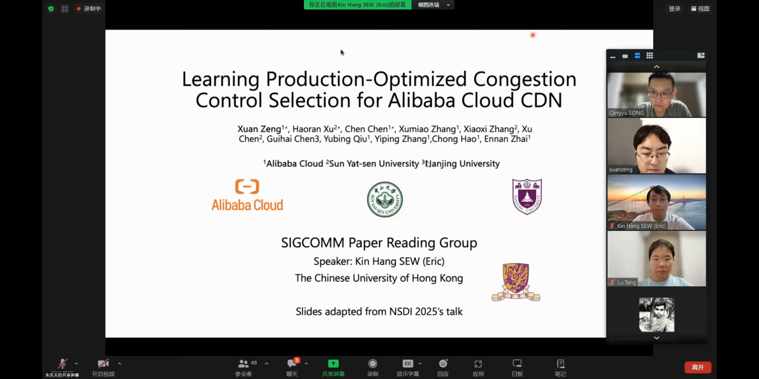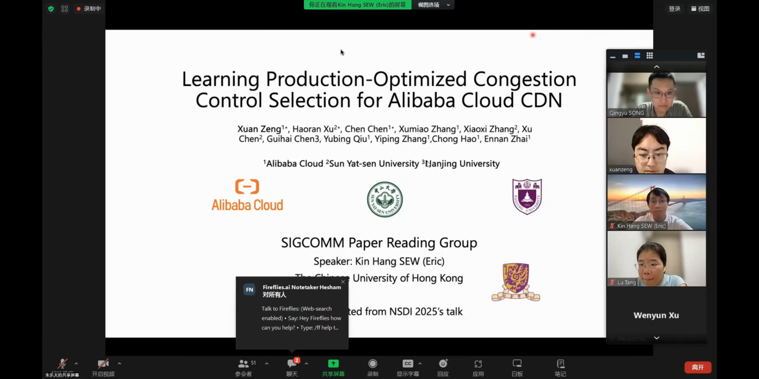So today we are honored. Because in 2 weeks we are going to have our SIGCOMM 2025 in Portugal. So for last meeting and this meeting, we will focus on two NSDI 2025 papers to preheat for the new season. So this week we will together try to read a learning production optimize congestion control selection for Alibaba Cloud CDN.